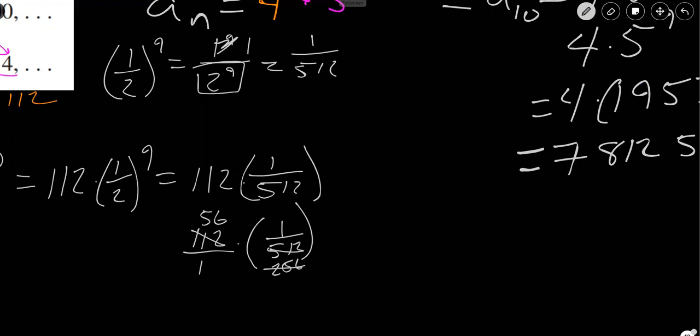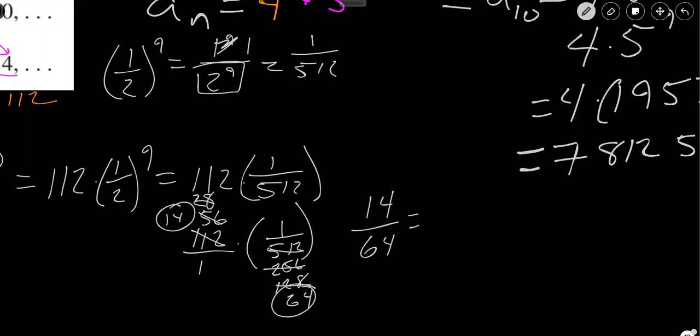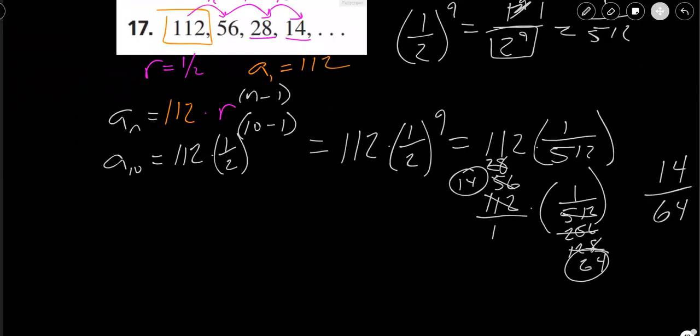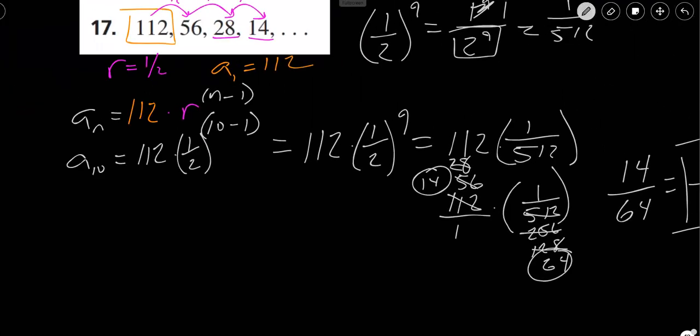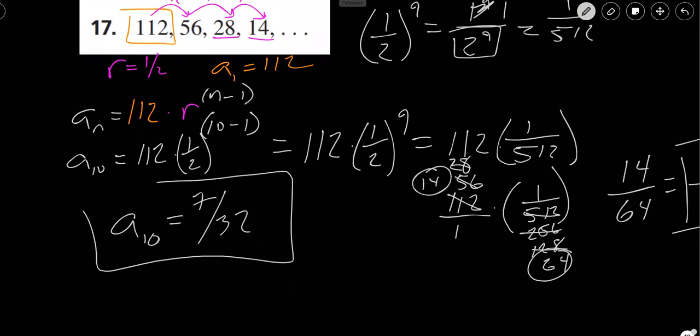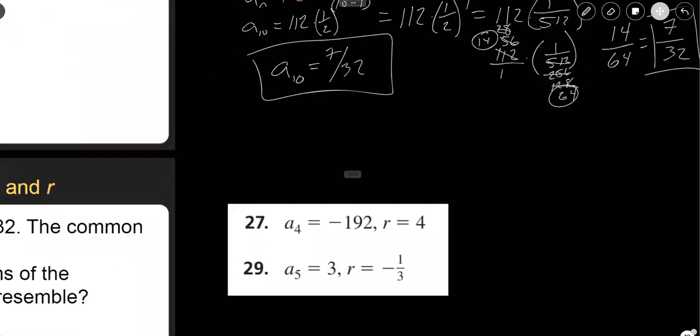I can probably divide by 2 again. 128 and 28, and maybe divide by 2 one more time. What's that? 64, and 28 divided by 2 is 14. I got 14 over 64. I'm just rewriting these because I'm running out of room. I can divide by 2 one more time. That's going to be 7 over 32. So the value at its 10th position is going to be 7/32. Or in other words, the value at position 10 is 7/32.